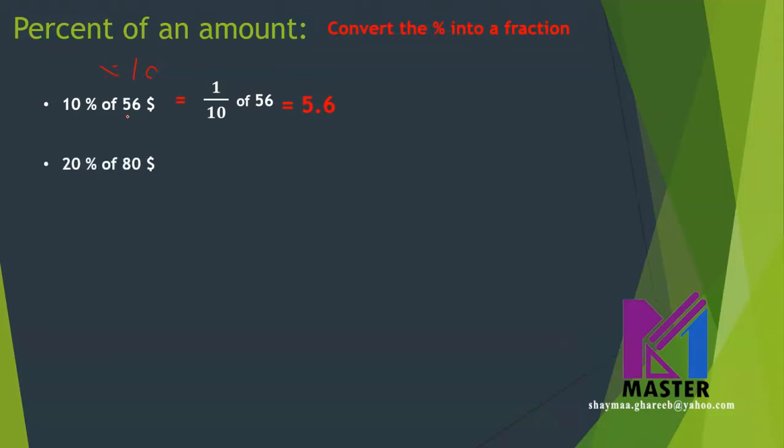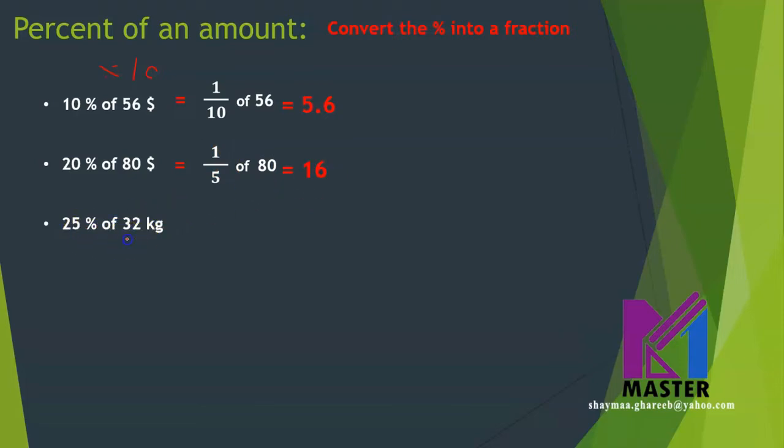What about 20%? We said 20% means 1/5 of 80. So 20% of $80 is the same as 1/5 of 80. 80 divided by 5 equals... Do you remember how we find the fraction of an amount? We divide the amount by the number down, then we multiply by the number up. Okay, so 80 divided by 5 equals 16. 16 times 1 equals 16.